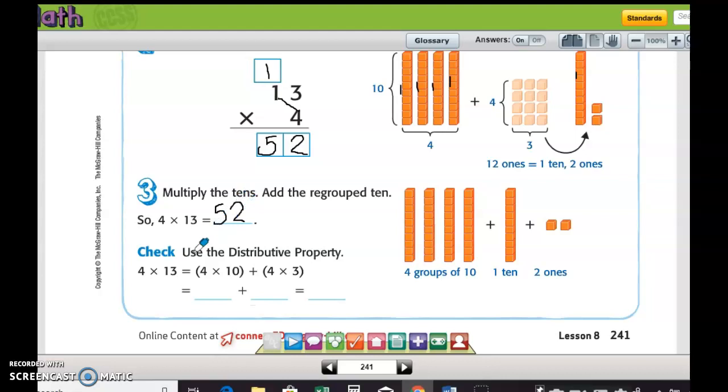And another way to do it is with the distributive property. So they separated out 13 into the tens place and the ones place. And 4 times 10 is 40. And 4 times 3 is 12. And 40 plus 12 is 52. So if you've got your basic facts and your addition facts solid, this can be a much more helpful way to solve the equation, even though it's not the standard algorithm.